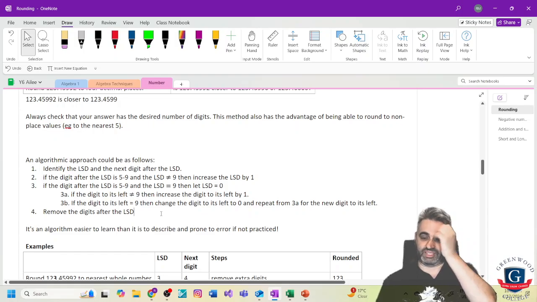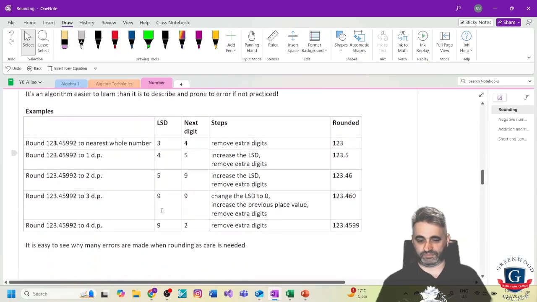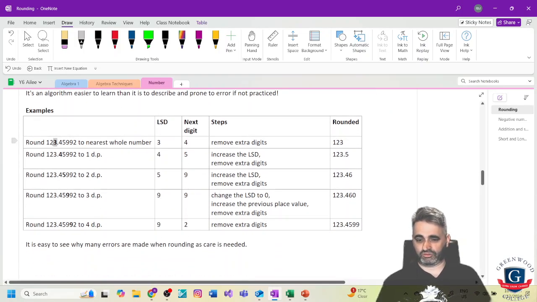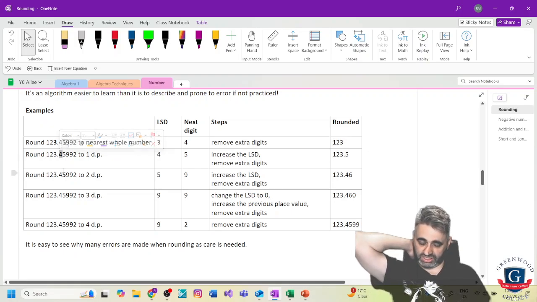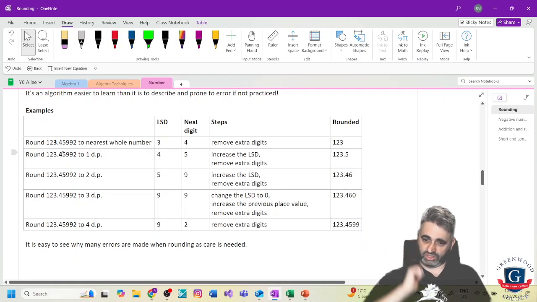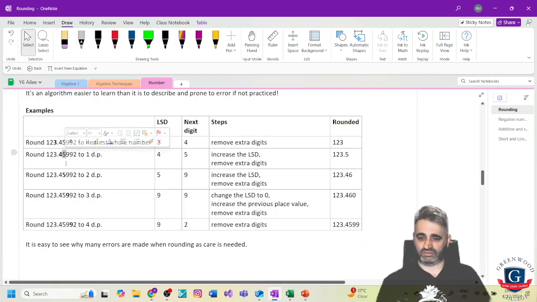Okay, so that's the algorithm. Let's see if we can do it. So look at the 3. The next digit is a 4. That's not 5 or more. Just remove all of this junk. And thus you get 123. The next one, we want to round to 1 decimal place, so the least significant digit is going to be this 4. Look at the next digit. Is it 5 or higher? If it is, increase this digit and get rid of the rest. That's what we've done here.